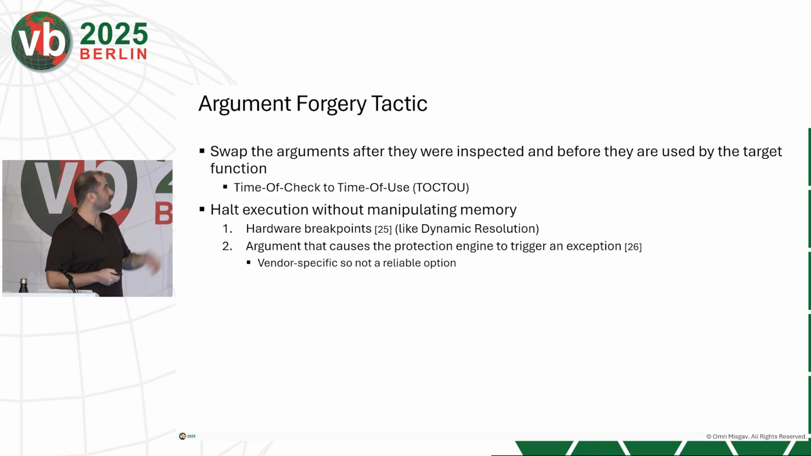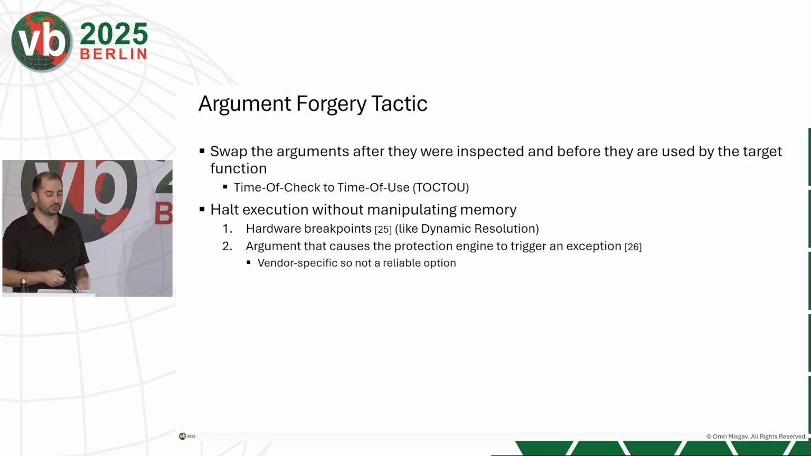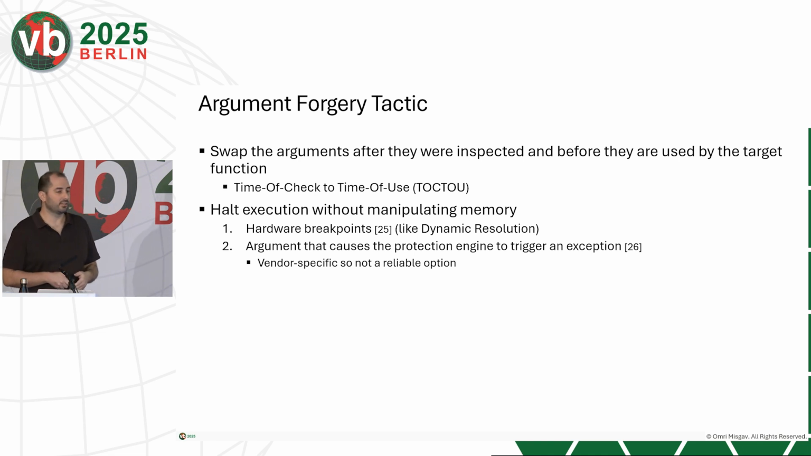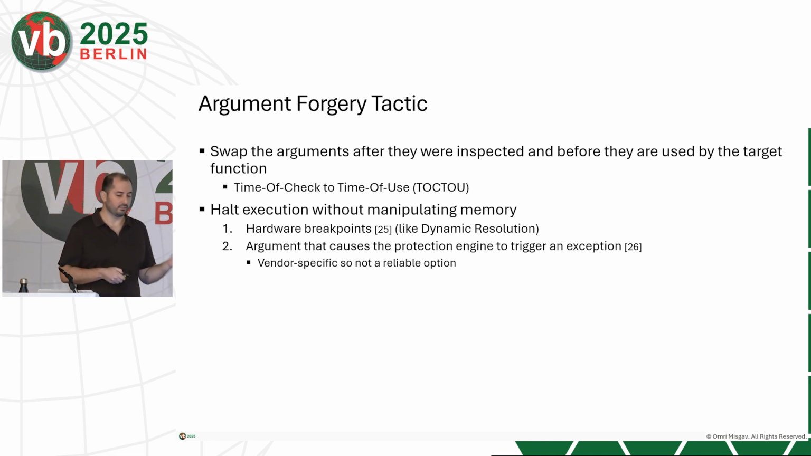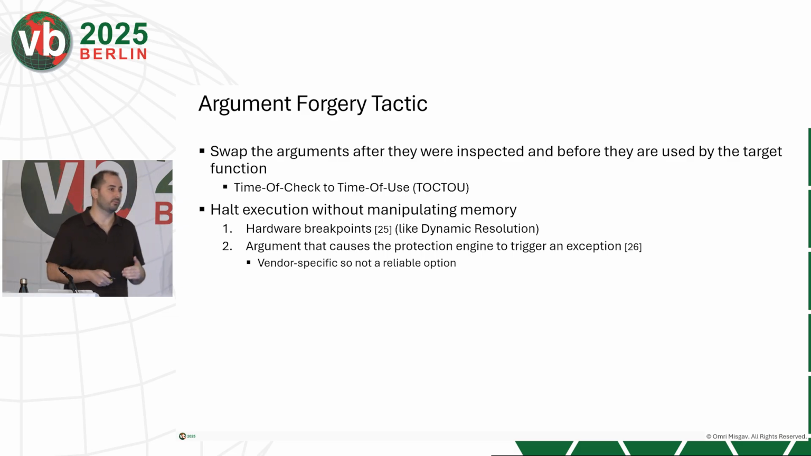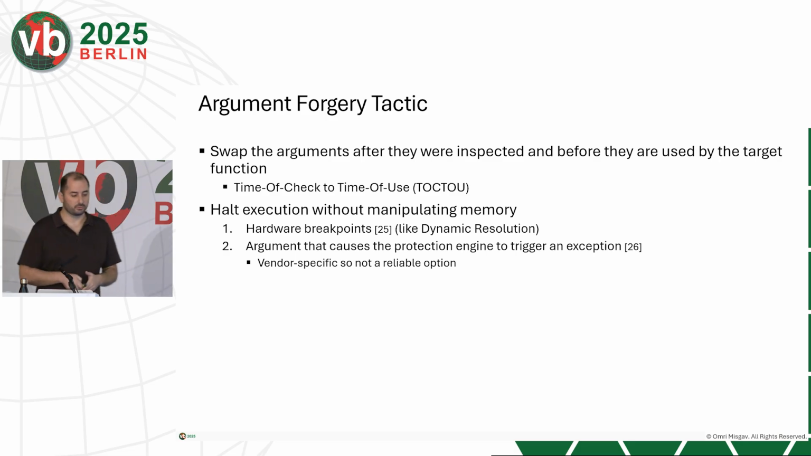To achieve it, basically there are two options. Either leverage hardware breakpoints again, which is very similar to the dynamic resolution technique. And there is another method, but it's not as reliable because it depends on the specific vendor code. Basically, to feed the protection engine an argument that will cause it to generate an exception and then switch the parameters at a later point.